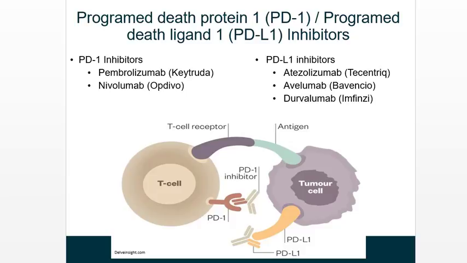Where the PD-1 inhibitors work is binding directly to the PD-1 receptor, and where PDL1 inhibitors work is they actually bind to the ligand, which is on the tumor cell. So different binding sites, but the same mechanism.